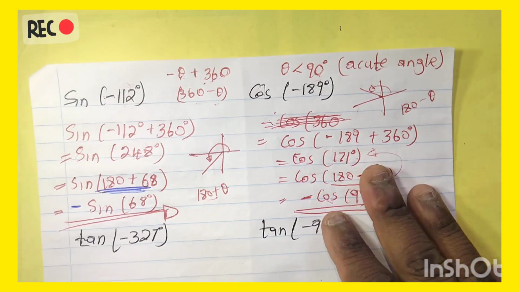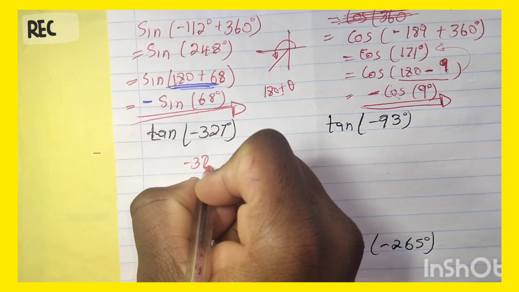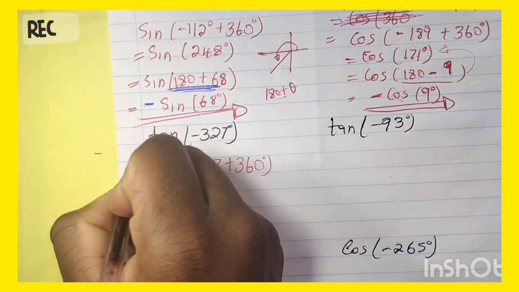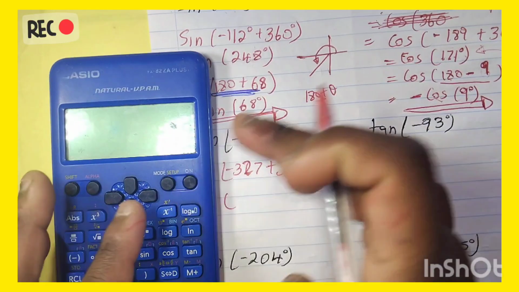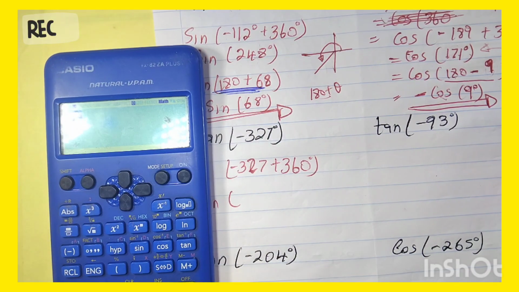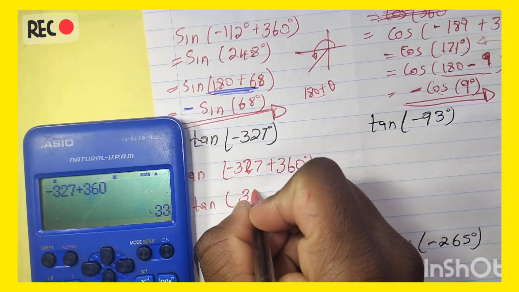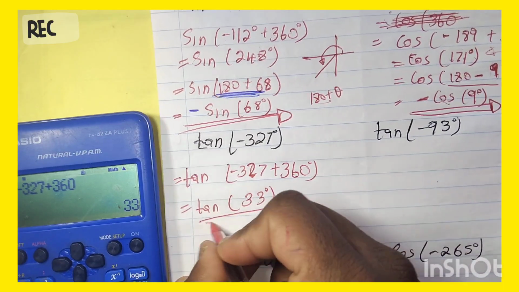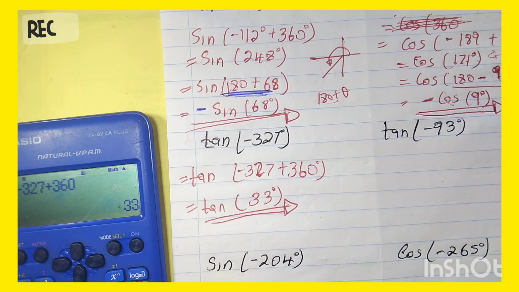Then coming to this one, what do you do? You just add 360. All the time when you see a negative angle, you just add 360. By adding that 360, you will end up getting a positive value, something like this, of this plus this. So I got a positive value, which is 33. The good thing about this question is there is no need for me to continue reducing. For this one I'm done, because this is already an acute angle.